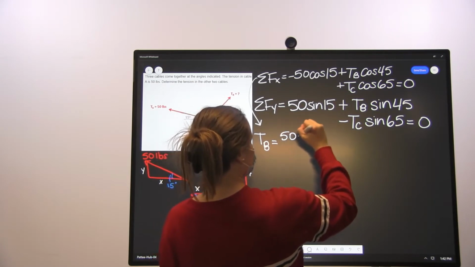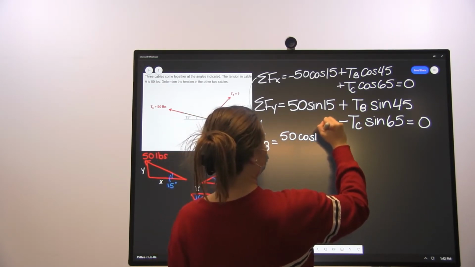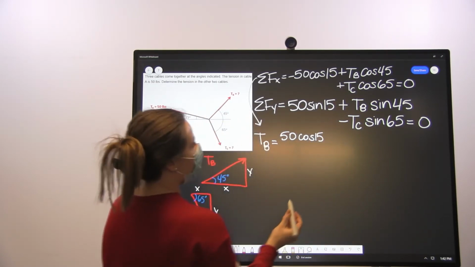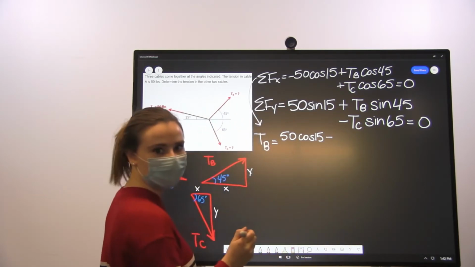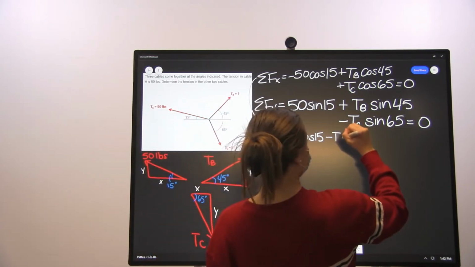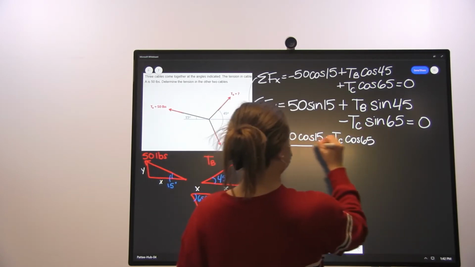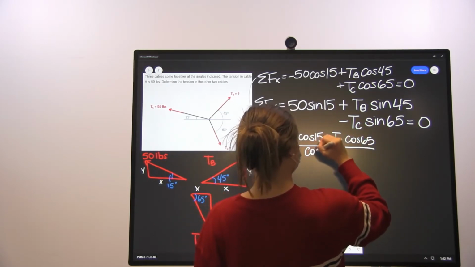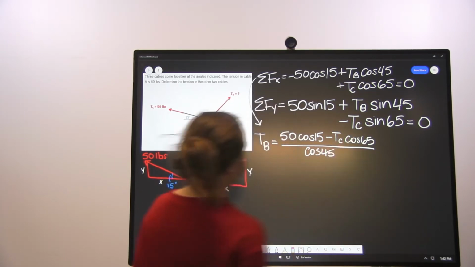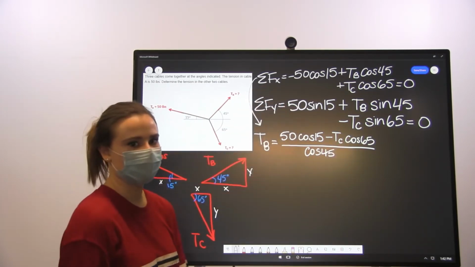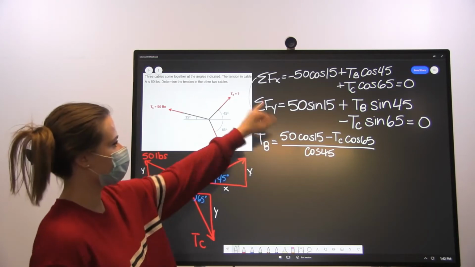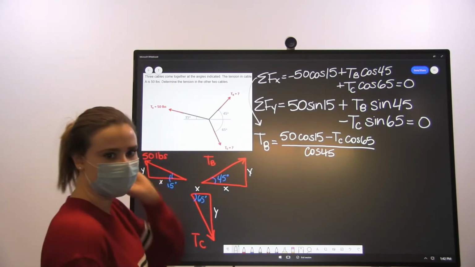So we can rearrange our forces in the x direction to get tension B is equal to 50 times cosine of 15 minus tension C cosine 65, divided by cosine of 45. And that's just rearranging our terms in this equation up here. So we can go ahead and plug that into our net forces in the y direction.